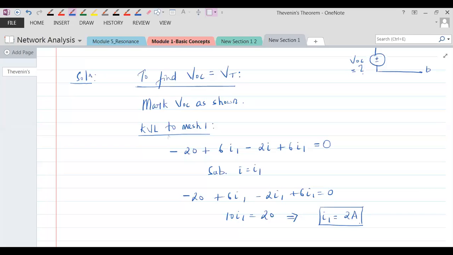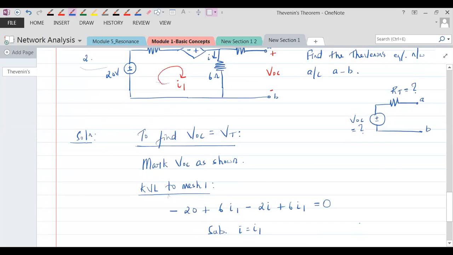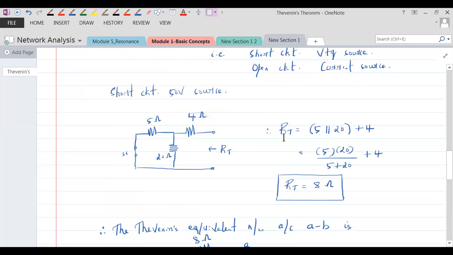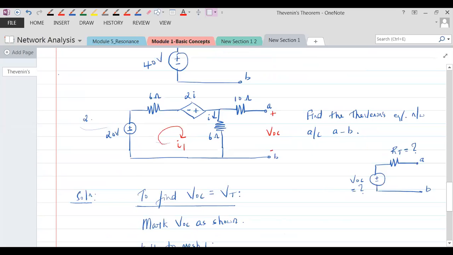But we need to find out what? We need to find out VOC. To find out VOC, what do we do? As we have done in the previous case, we draw the dotted path. So let's draw the dotted path here also.